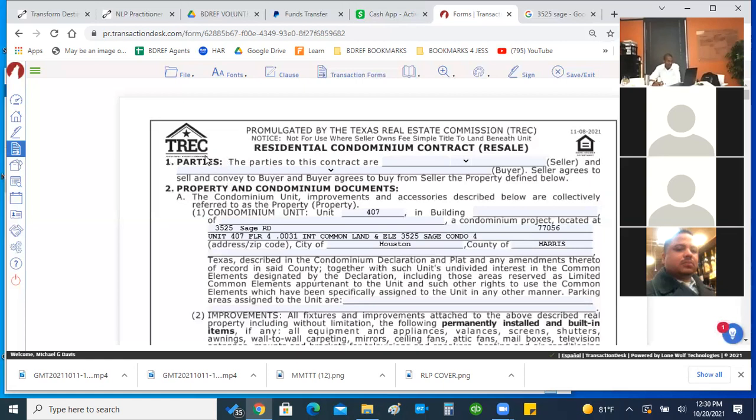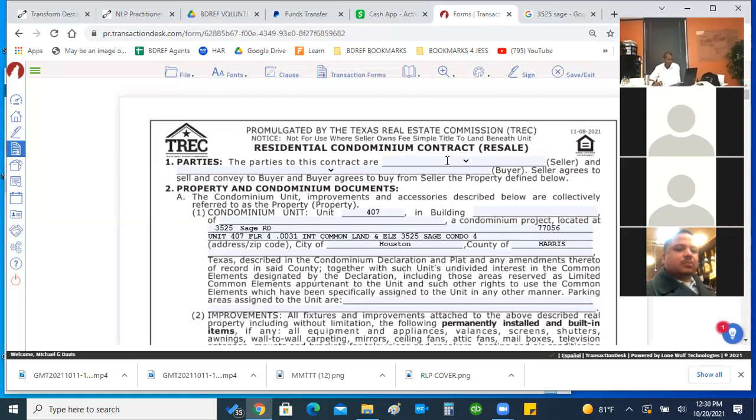All right, so at the top, which is the same on all the contracts, number one is parties. That's your buyer, that's your seller's information. Okay, so here we put Sally Lou. I mean, where we put the seller's information, and then here we put Sally Lou. Now, some agents go to HCAD or the tax record and pull the seller's information. I don't do that. I leave it blank. Let the listing agent fill it in.